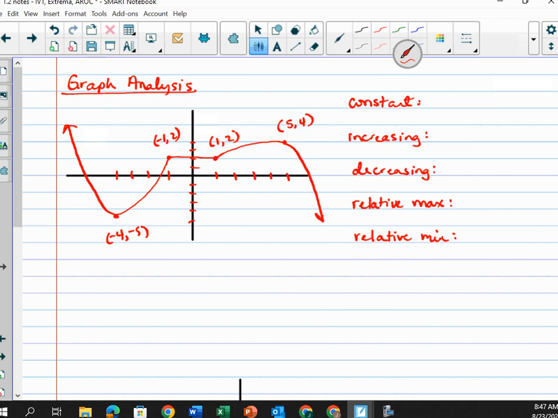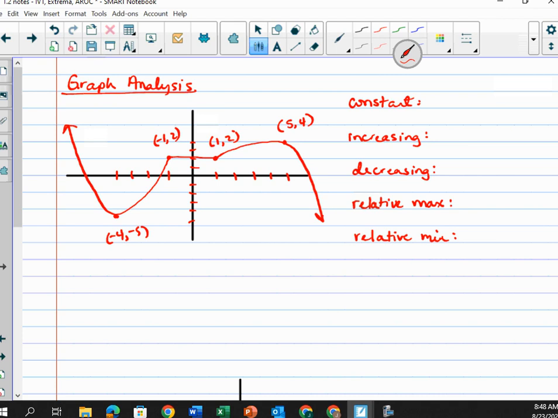All right, so when you're looking at these different intervals for constant, increasing, decreasing, worry about the max and min separately. Those first three, you're going to give me an interval of x values, like it's increasing from here to here, okay? And you always go from the left to the right. So do you guys see a section of the graph that looks constant? Yes, where is it?